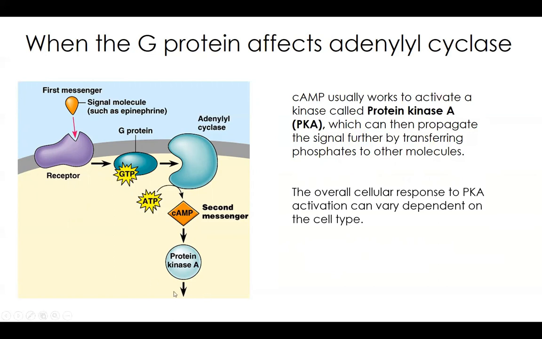So the overall response that we'll be looking at here can be variable depending on what type of cell we're looking at. So let's look at a short video of the G protein coupled receptor adenylyl cyclase pathway more in depth.